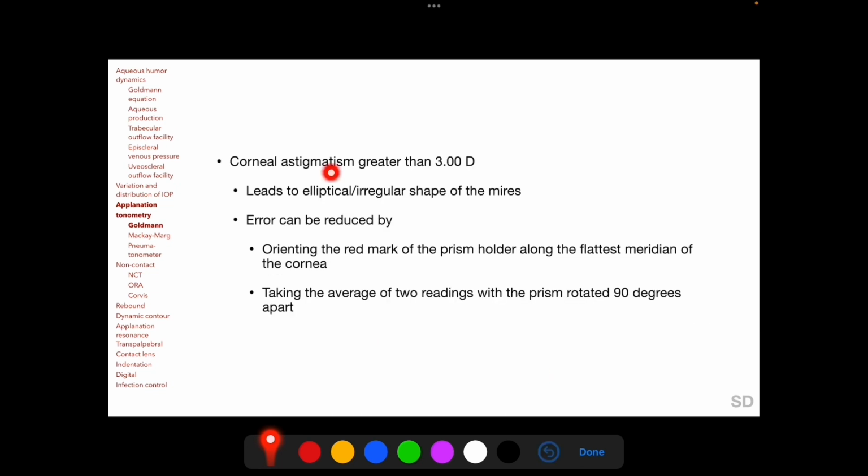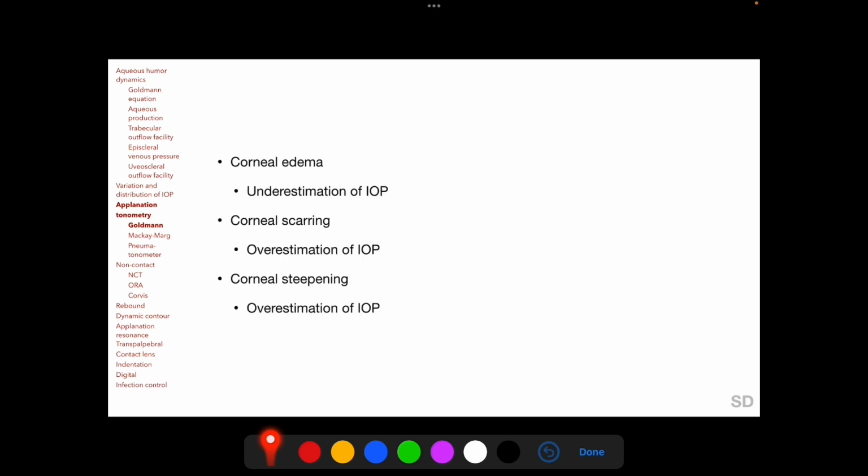Corneal astigmatism greater than 3 prism diopters can influence the accuracy of intraocular pressure recording with the Goldmann applanation tonometer because it leads to an elliptical or irregular shape of the mires, and the error can be reduced by orienting the red mark on the tip of the instrument along the flattest meridian of the cornea, or by taking the average of two readings with the prism rotated 90 degrees apart. Corneal edema can lead to underestimation of intraocular pressure, and corneal scarring and stiffening can lead to overestimation of intraocular pressure by Goldmann applanation tonometry.